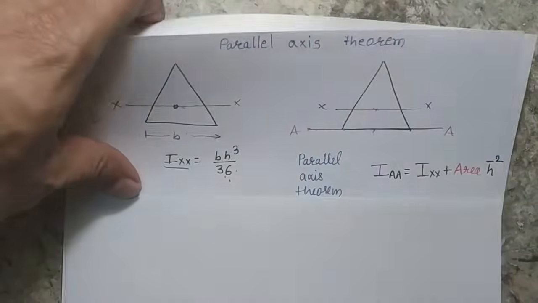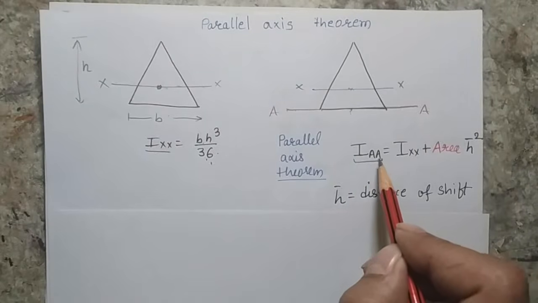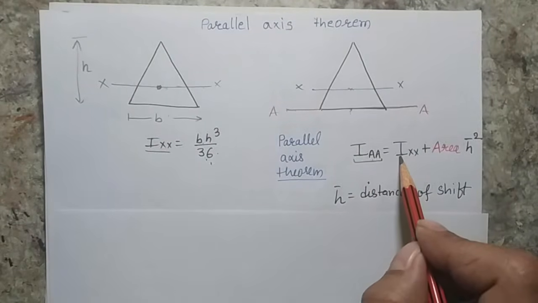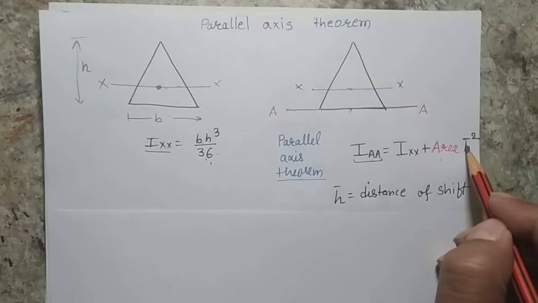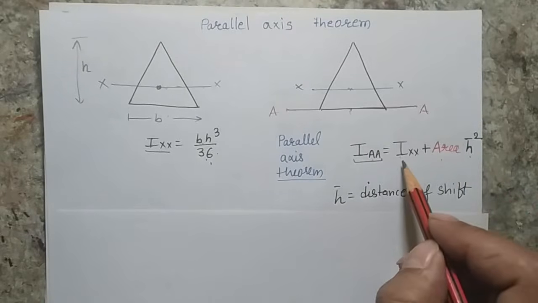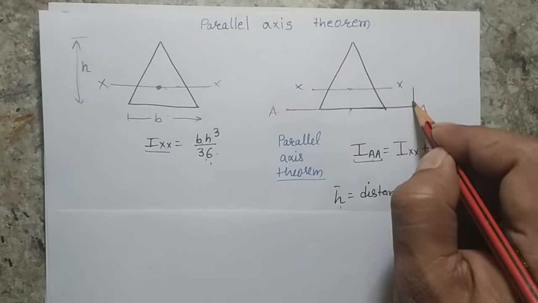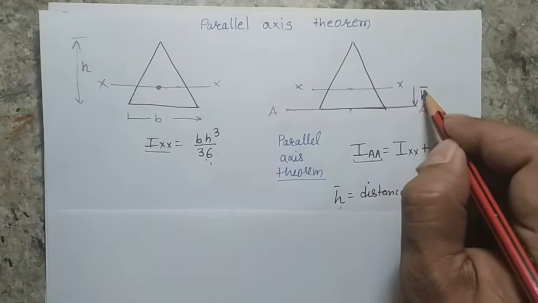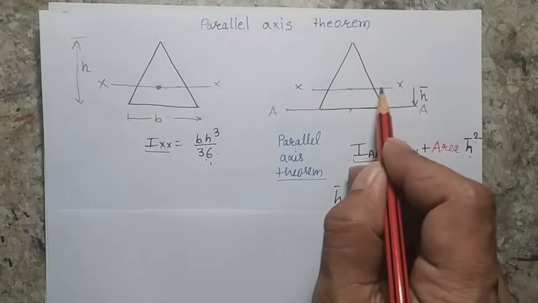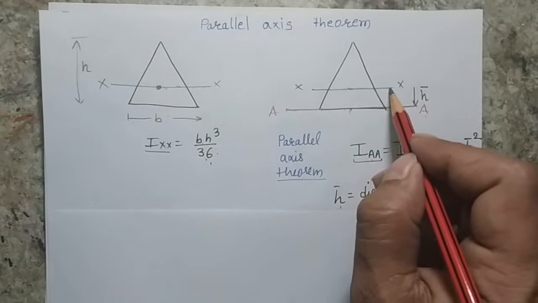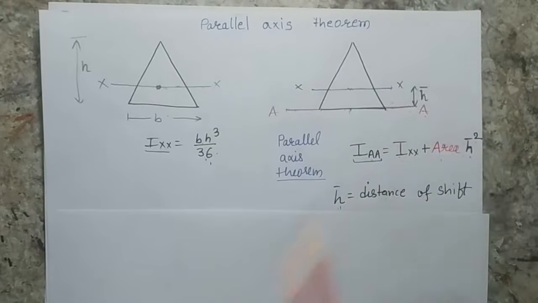So I have to use the parallel axis theorem, which states that if you want to find the moment of area about an axis, you have to use the centroidal axis as well as the area of the triangle and the distance by which you want to transfer the axis. So here it is Ixx plus area into h bar square, where h bar is the distance by which you want to shift your axis, or for which you want to calculate the moment of area about AA. So xx and AA are parallel, and h bar is the distance between these two axes.